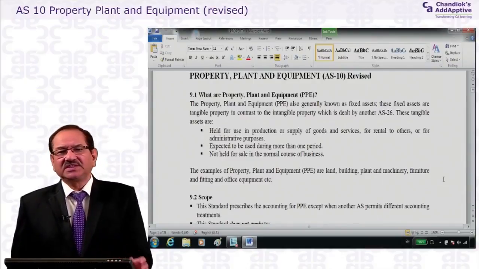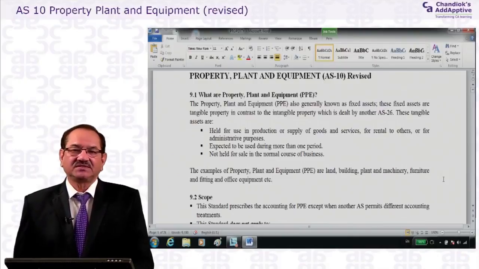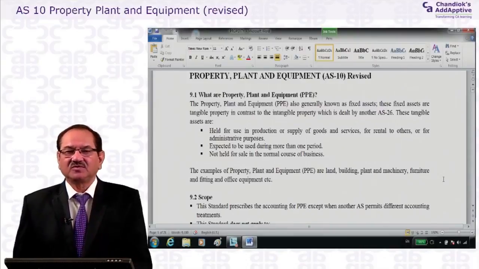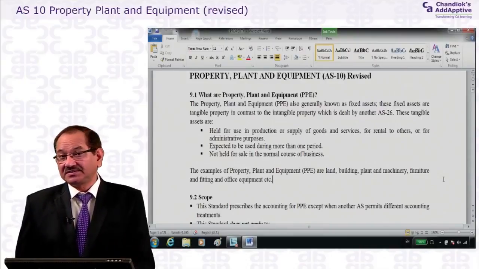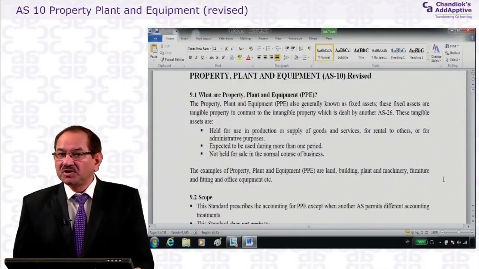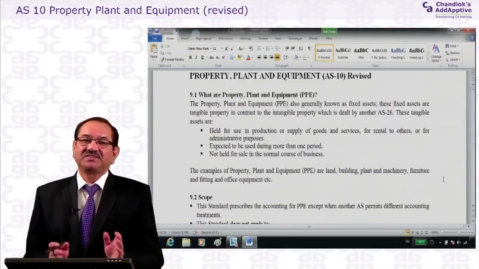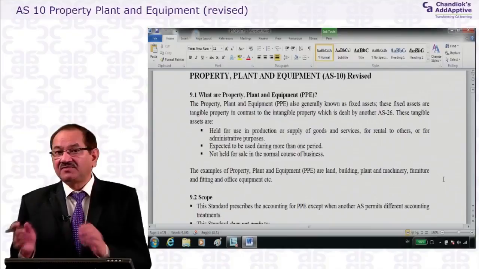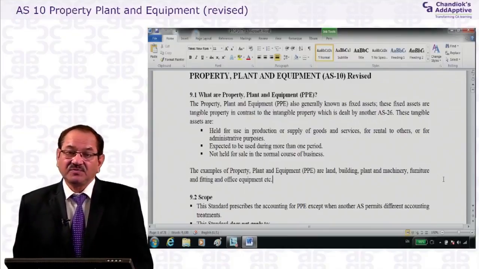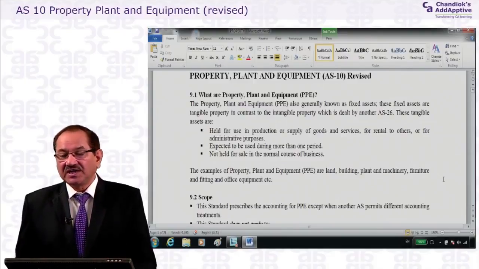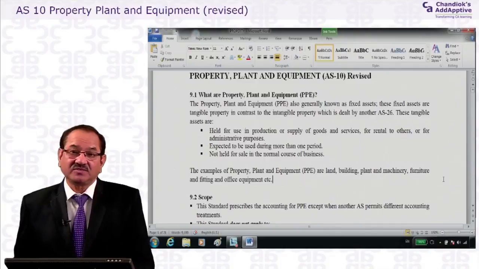But after the issue of these Ind AS, the converged IFRS, we are not calling them fixed assets there. There is Ind AS 16, which is the converged IFRS, and the government thought that there should not be much difference between the existing accounting standards and the Indian Accounting Standards, and therefore they are now on the path of harmonizing the two. And this Accounting Standard 10 is one of the steps towards that.